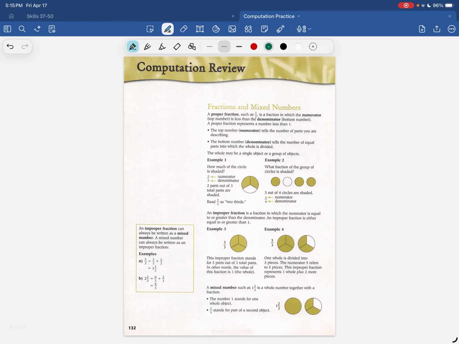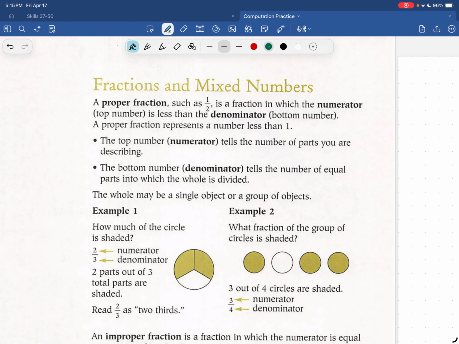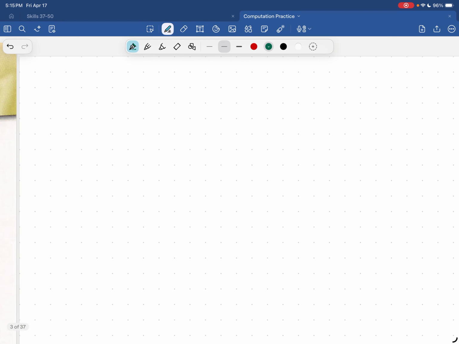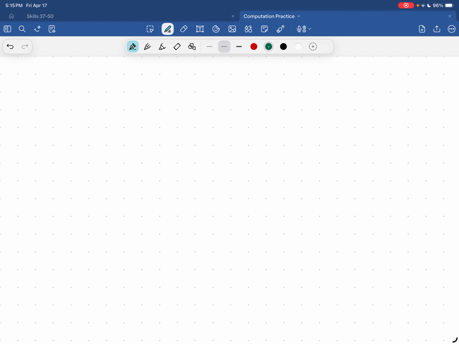Starting on page 132, we are looking at fractions and mixed numbers. And the first thing I want to do on my sheet of paper is to make that header. So I'm going to write that same header, fractions and mixed numbers. And instead of flipping back and forth, I have my book open here beside me, and I'm just going to read from the book. And then I will make notes as we go through here.